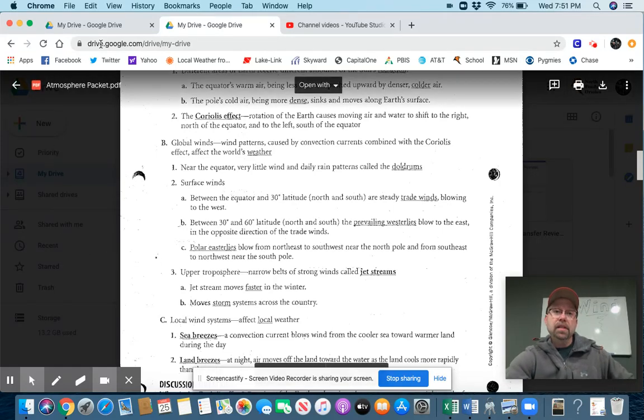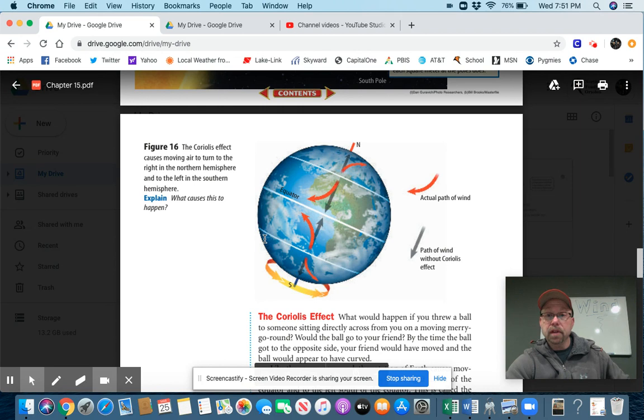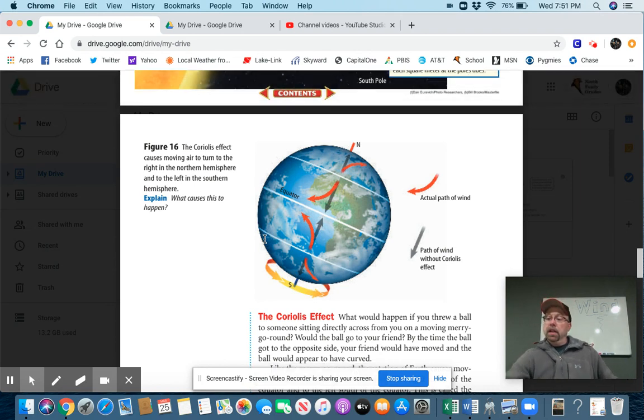Here's what it means in real terms. Now I'm going to pull up the picture of the globe here. Here's what I want you to think of. I want you to imagine that you and I are sitting on opposite sides of a merry-go-round. Someone else is pushing us in a circle on the merry-go-round. We're sitting directly across from one another.